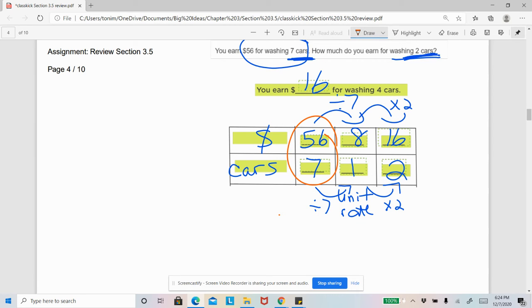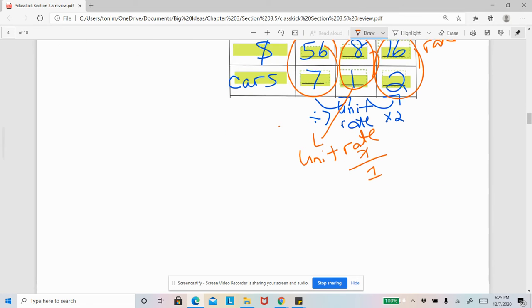This right here is a rate. That rate is just a rate. But the 8 to 1, that's a unit rate. And if you remember why, it's because your denominator is 1. That's why it's a unit rate. So all the other rates that you see are just considered rates.